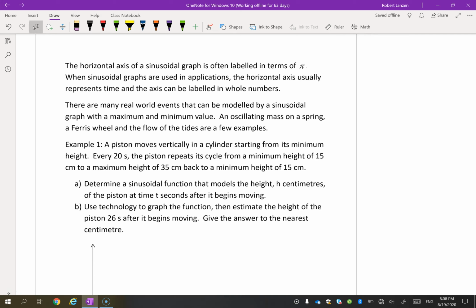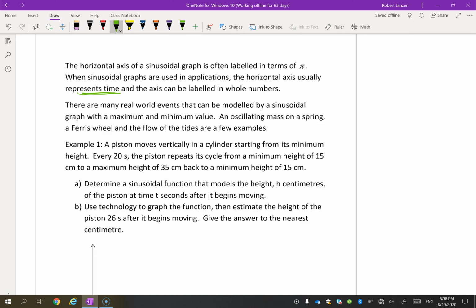Okay, so let's read what it says here. The horizontal axis of a sinusoidal graph is often labeled in terms of pi. When sinusoidal graphs are used in applications, the horizontal axis usually represents time. This is important. And the axis can be labeled in whole numbers. There are many real-world events that are modeled by sinusoidal functions, like the ones I just mentioned. There are many others. Let's take a look at this one.